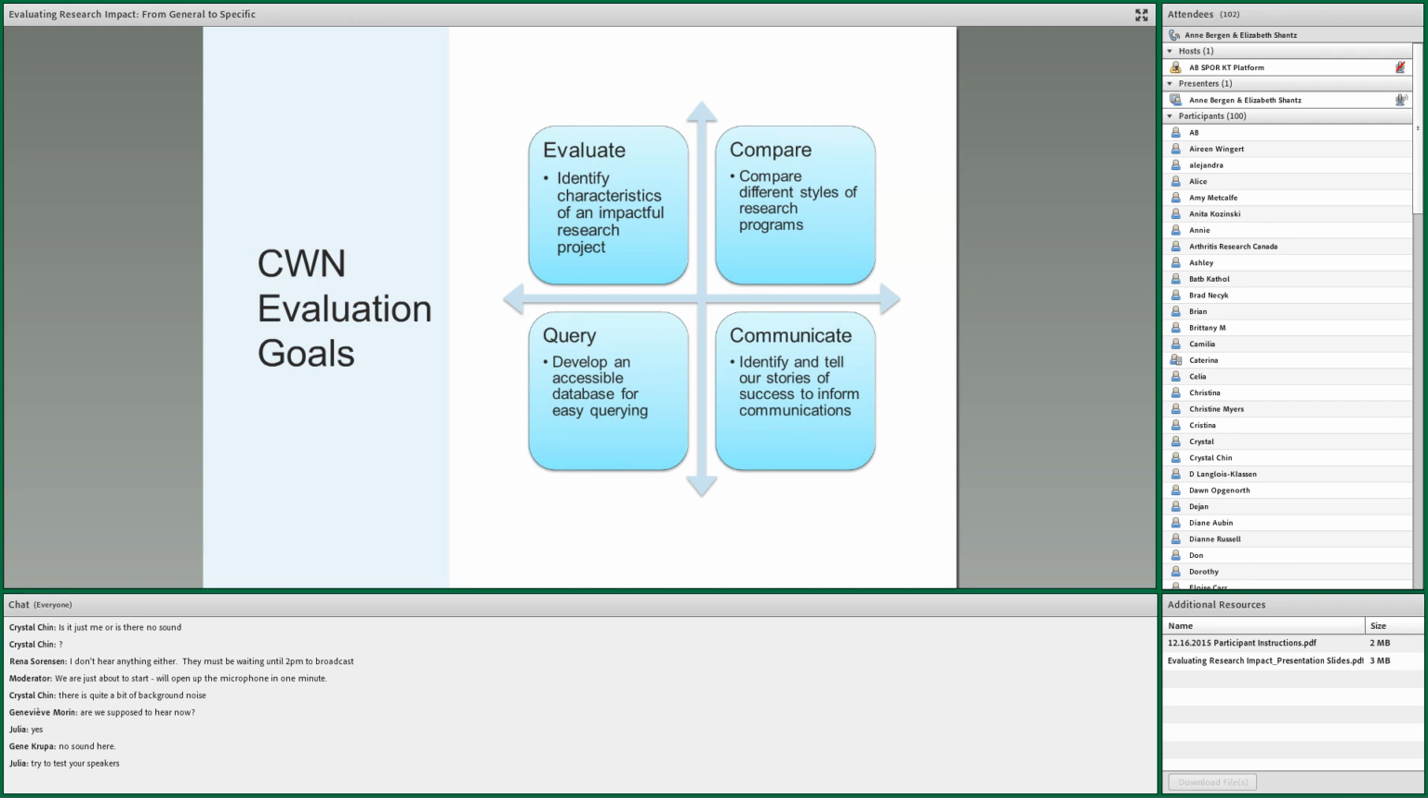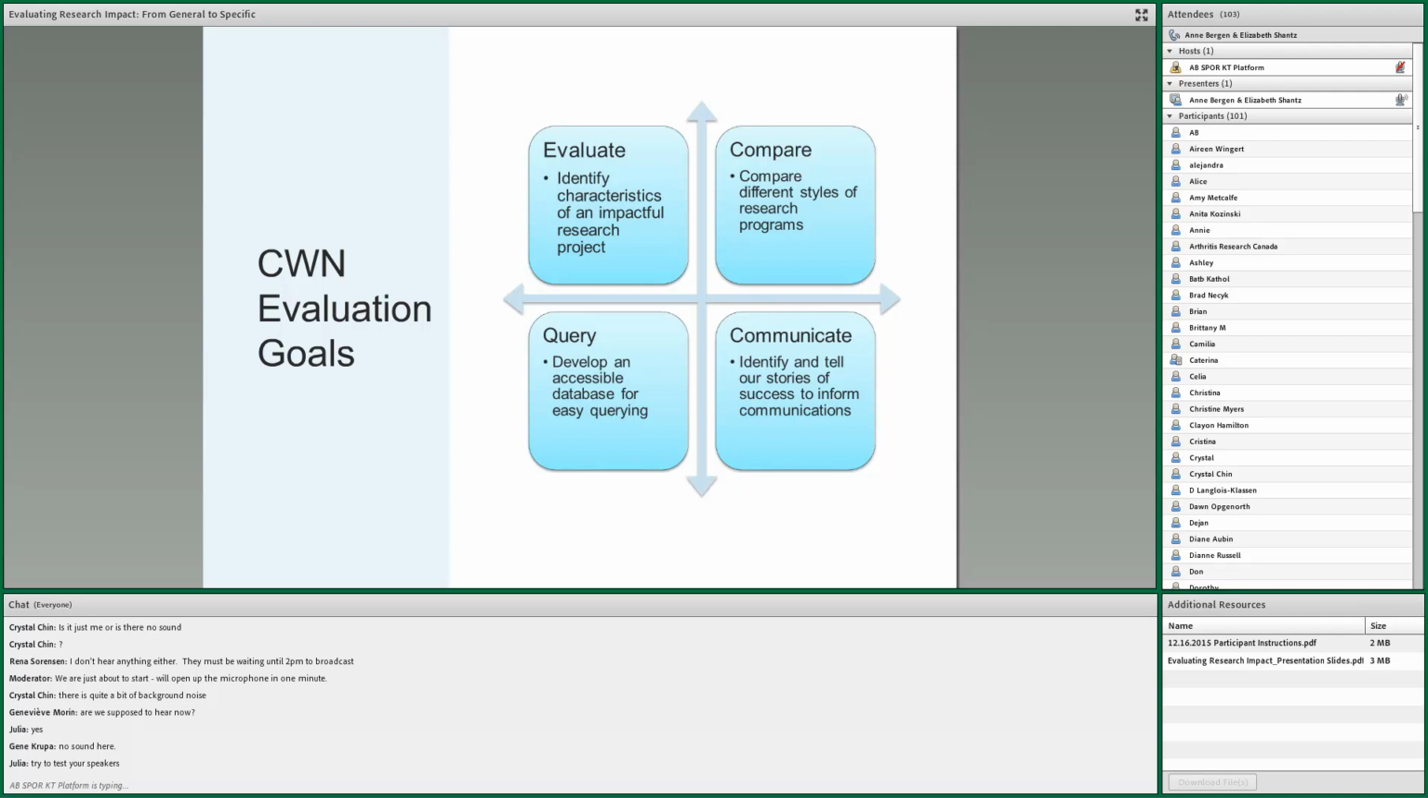Secondly, we wanted to compare the different kinds of research that we fund. We wanted to know whether there were differences between the more traditional researcher-directed projects that we fund and projects in our consortium program that involve a much stronger level of end-user involvement.